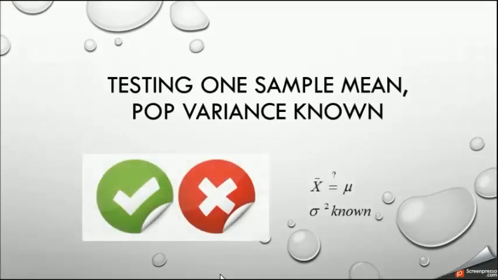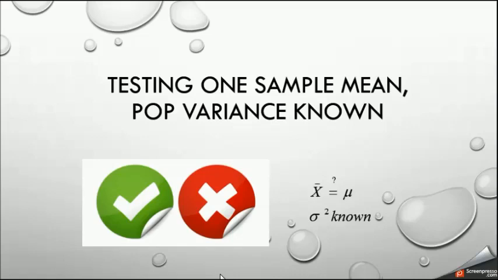So hello, welcome to the first lesson in test of hypothesis. Firstly, we are going to test the population mean based on the information we get from the sample. Now we are going to test for the one sample mean, which means we have only one population. We have taken one sample and we are testing or checking the mean value of the population based on the information of our sample.